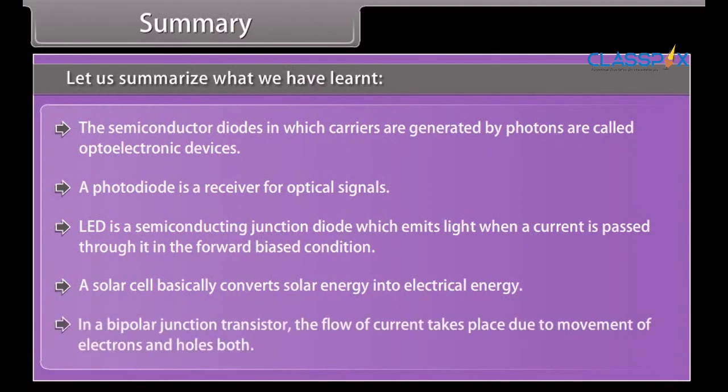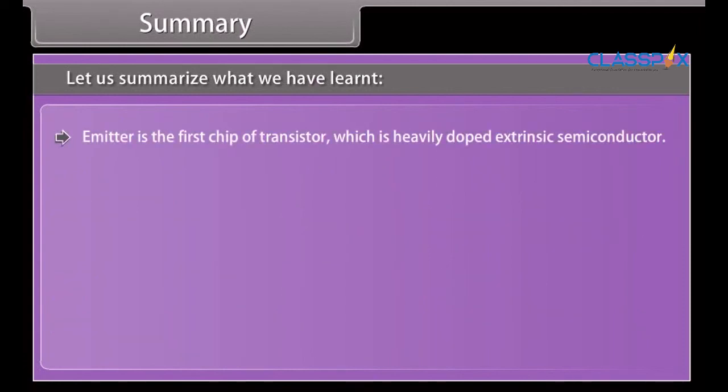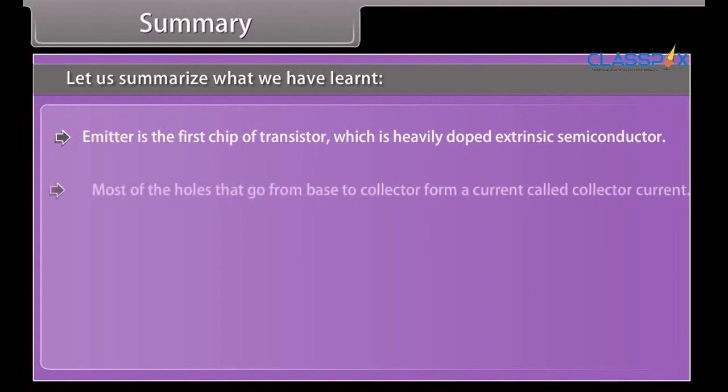In a bipolar junction transistor, the flow of current takes place due to movement of electrons and holes both. Emitter is the first chip of transistor, which is heavily doped extrinsic semiconductor. Most of the holes that go from base to collector form a current called collector current.